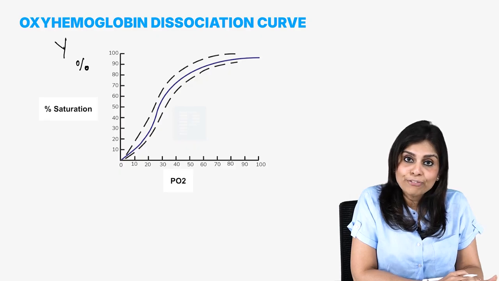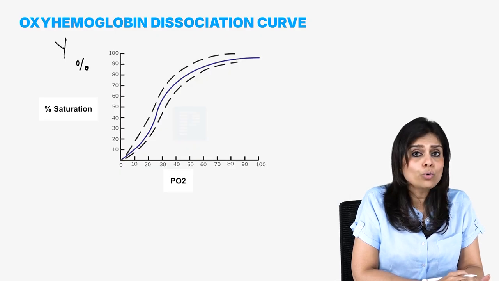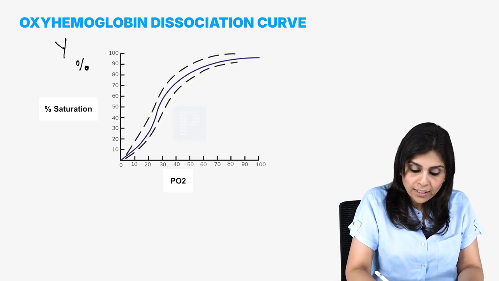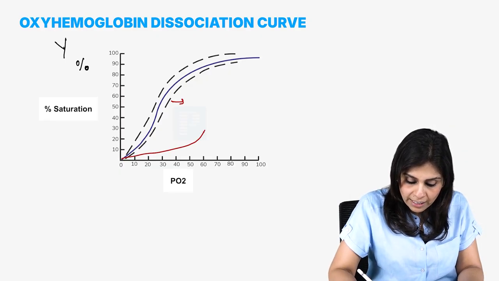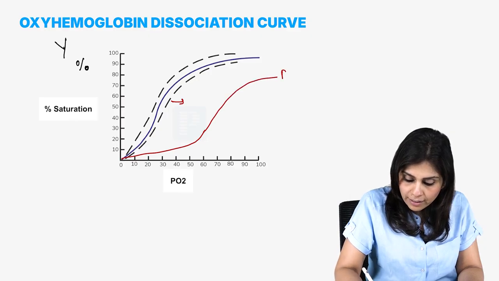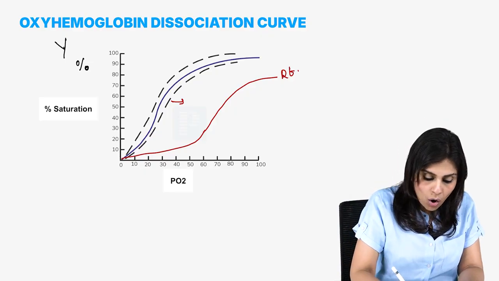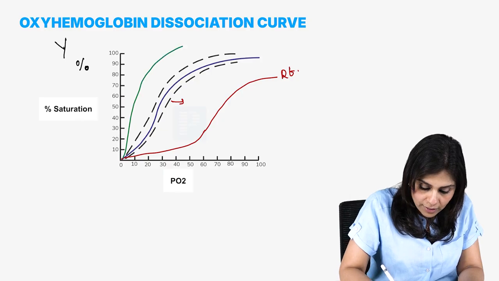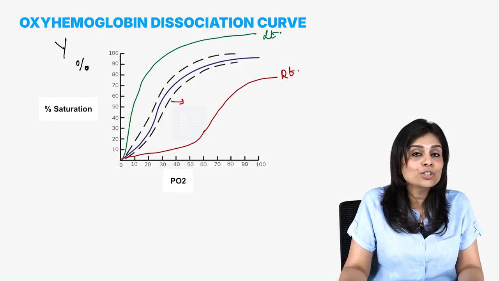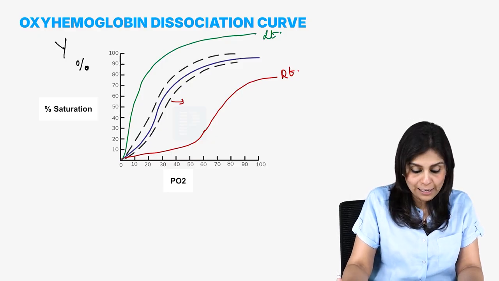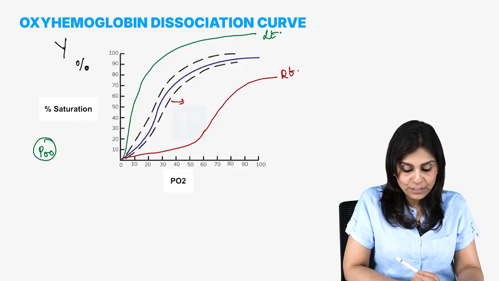In such a graph, you're always worried about the position of the curve. You always want to know whether the curve gets shifted to the right. I'm going to show you a right shifted curve in red color. You always want to know whether the curve gets shifted to the right or the curve gets shifted to the left. Because shift of the curve to the right or shift of the curve to the left will tell you about P50. So what is P50?